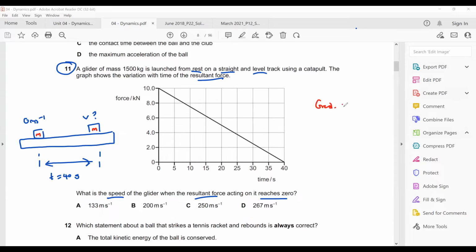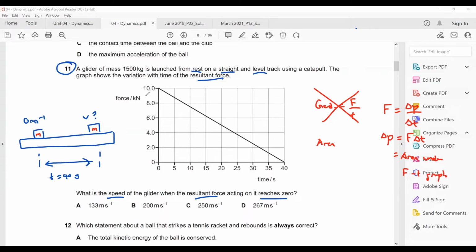The gradient here is force over time. Force over time, does it tell me anything? Wait, I thought it would be the change in momentum. That one is the area, isn't it? Oh yeah, okay, never mind. Because F is the rate of change of momentum. Change in momentum is force times time. This one here is the area under the FT graph.